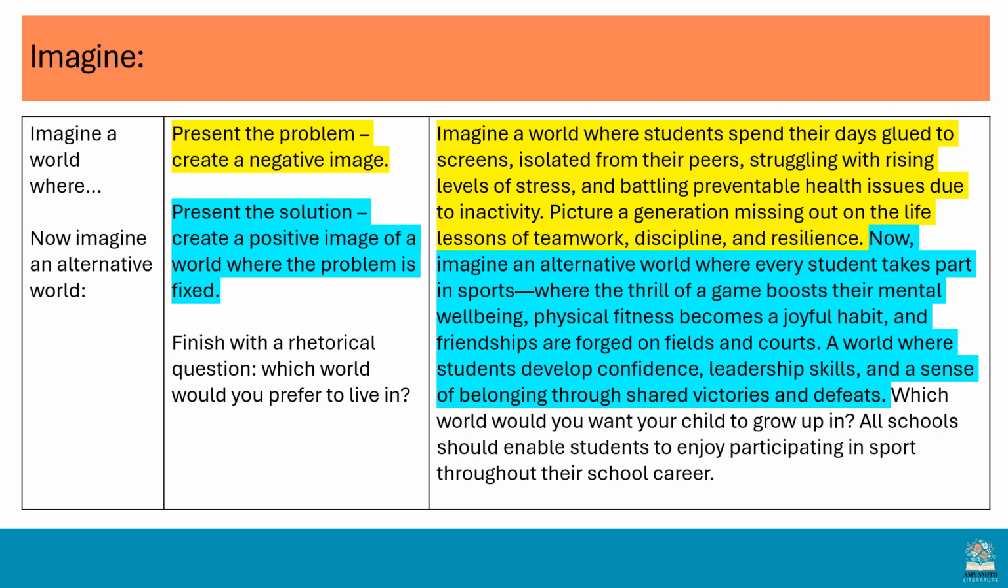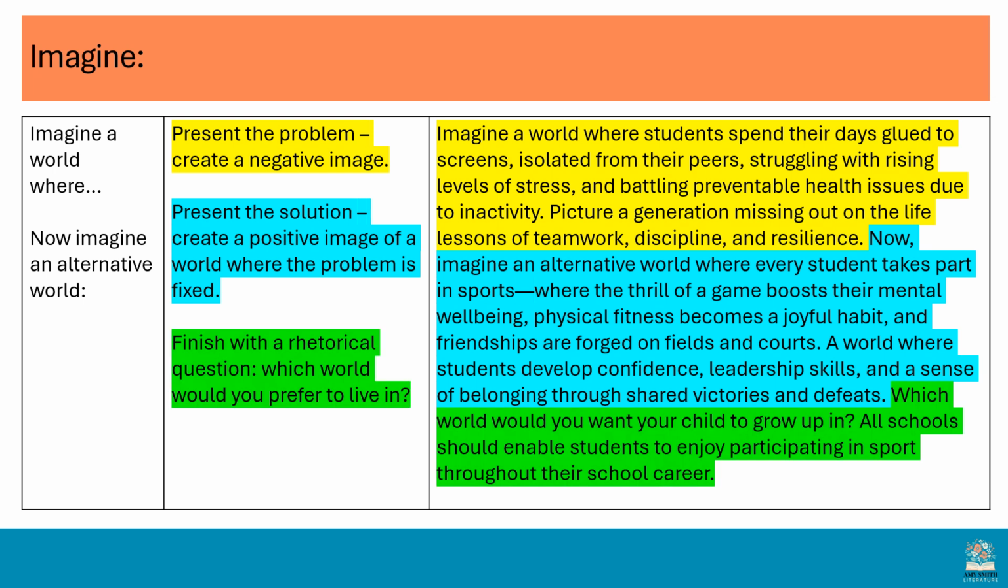So again, I'm using all of that descriptive language. You can see I've got the adjective joyful in there. We've got the idea of friendships being forged, so that alliteration is in there. And we've got the repeated motif of a world where. Then I'm going to finish this off with a rhetorical question. So which world would you want your child to grow up in?